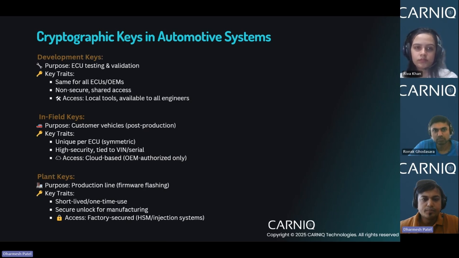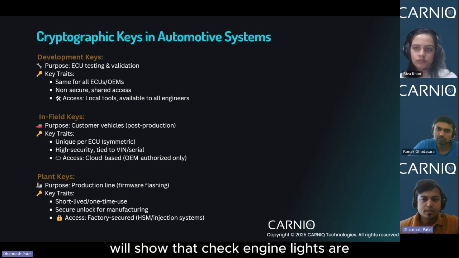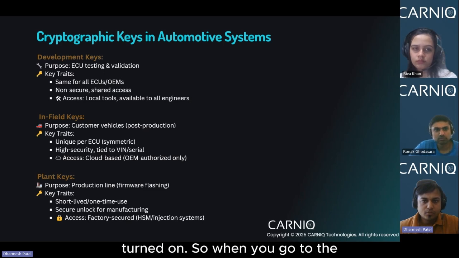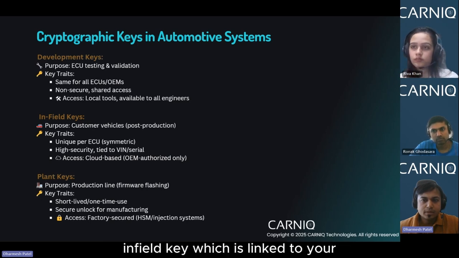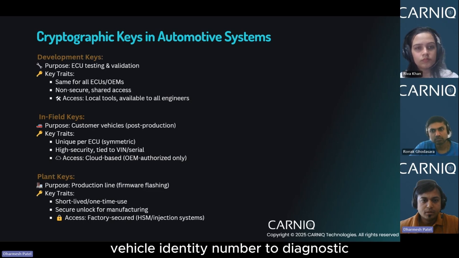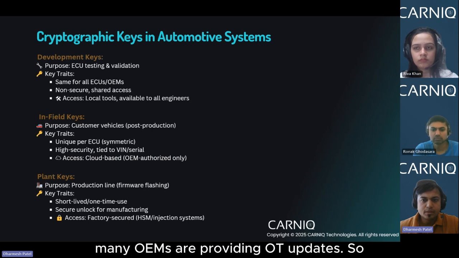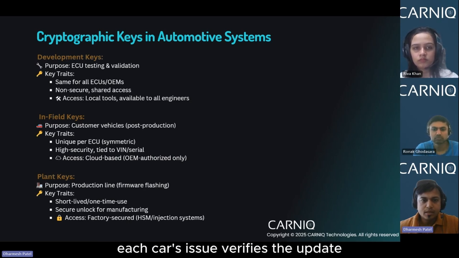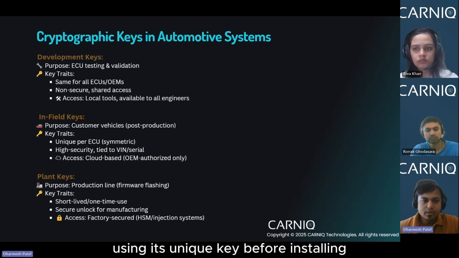For example, when your check engine light is turned on in whichever OEM car you are using, you go to the repair shop, and the dealership uses an in-field key, which is linked to your vehicle identification number, to diagnose the particular issue and see what is happening. We also see that many OEMs are providing OTA updates. Each car's ECU verifies the update using its unique key before installing it.